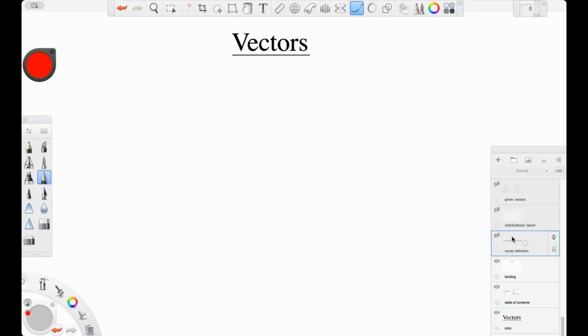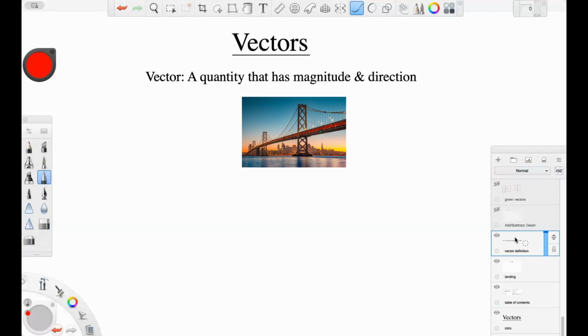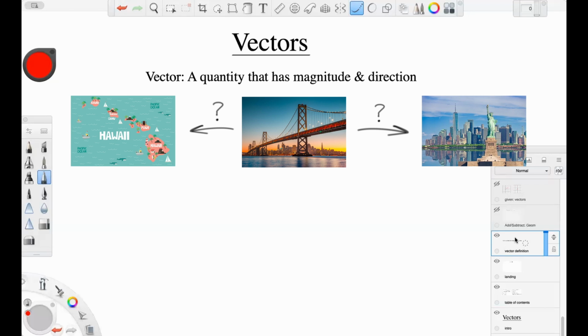Let's talk about the definition of a vector. So a vector is defined as a quantity that has magnitude and direction. And we can see how that might be useful, right? If I told you that I'm in San Francisco and I'm about to travel 2,500 miles, well, you know how far I'm going to travel. You know the magnitude, but you don't know if I'm going to Hawaii or New York or Guatemala, right?